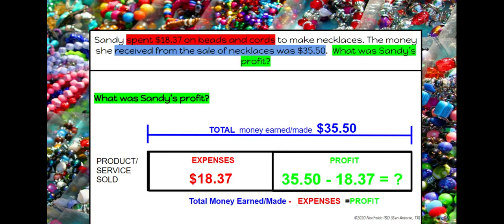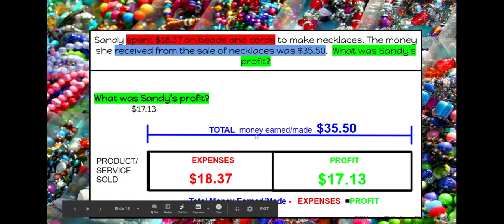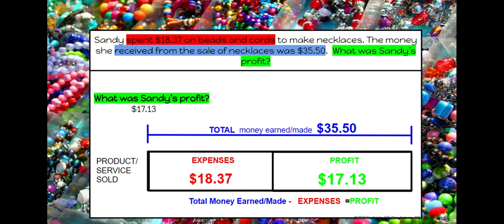All right, guys, what did you get for your profit? If you got $17.13, then you are correct. You have to take the amount that she earned and subtract the amount that she spent, and that is how you find profit. Get yourself familiar with this strip diagram because you will be using the same strip diagram in your practice quick check.